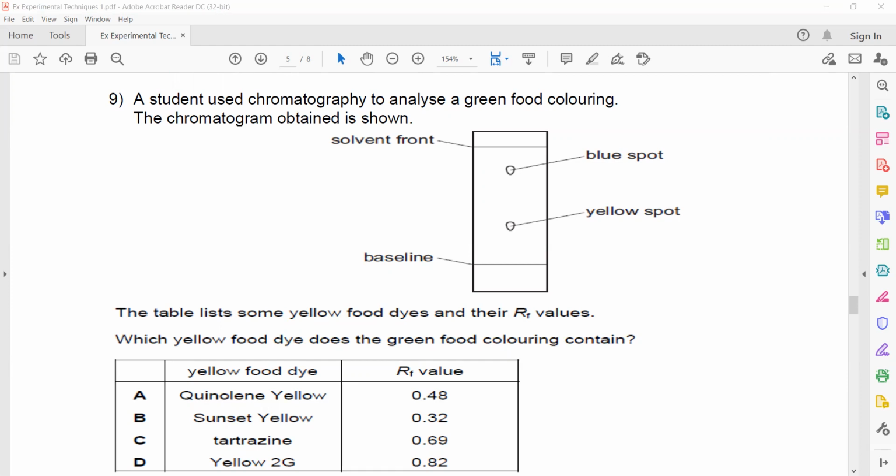We have to use a ruler to measure the distance moved by the spot and the distance moved by the solvent. I'm just taking these values as an example. If this was 3.2 centimeters and this was 10 centimeters, then when we divide 3.2 by 10, it will come out as 0.32. According to your scale and paper size, you will measure these distances.